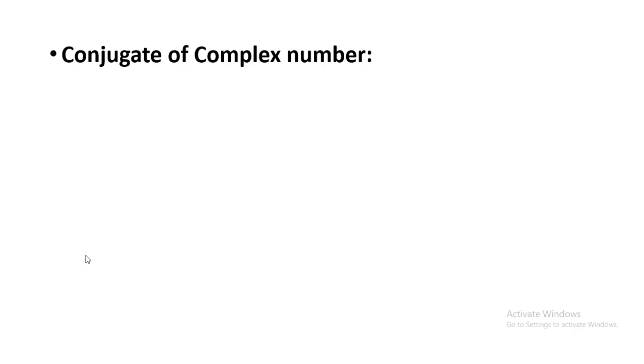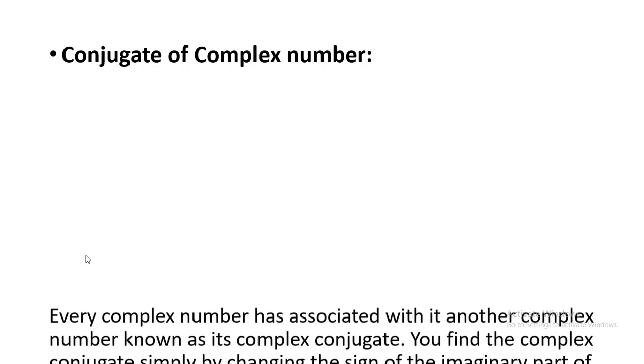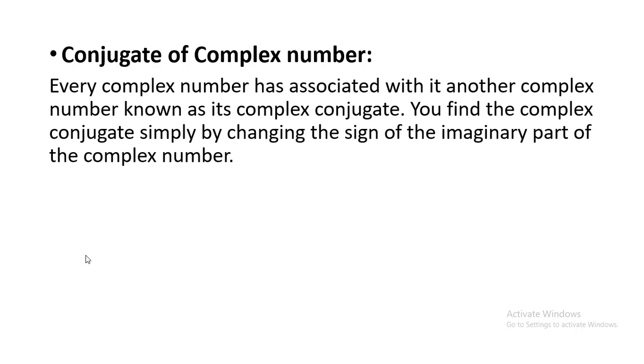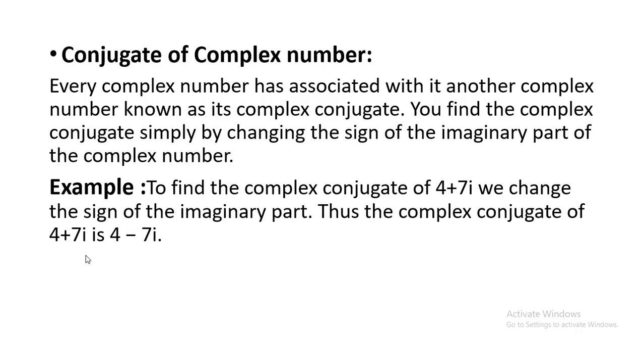So just moving on. Okay, now we are moving on to the conjugate of a complex number. Now what is basically conjugate? Every complex number has associated with it another complex number known as its complex conjugate. You find the complex conjugate simply by changing the sign of the imaginary part of the complex number. That's how you calculate a conjugate.